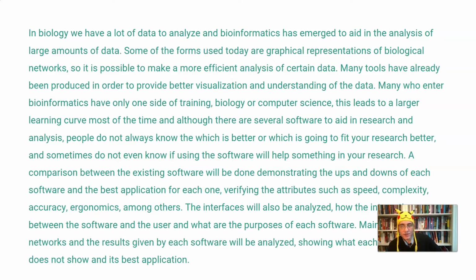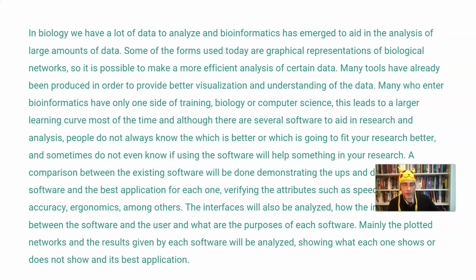verifying the attributes such as speed, complexity, accuracy, ergonomics, among others. The interfaces will also be analyzed, how the interaction between the software and the user, and what are the purposes of each software. Mainly, the plotted networks and the results given by each software will be analyzed, showing what each shows or does not show and its best application.